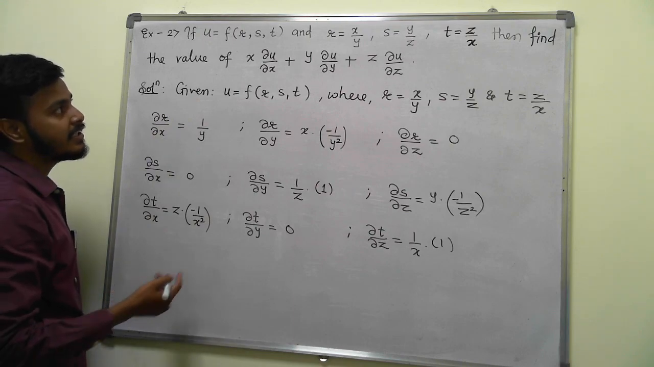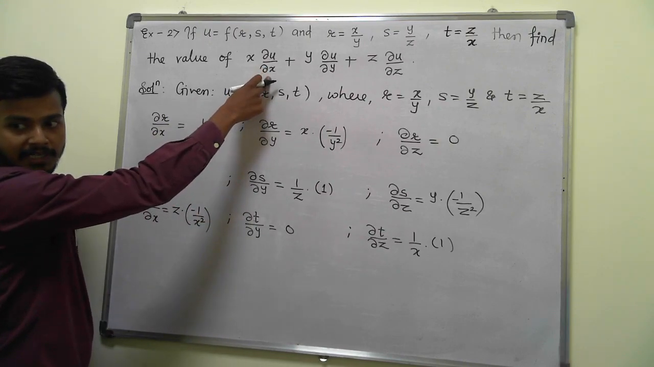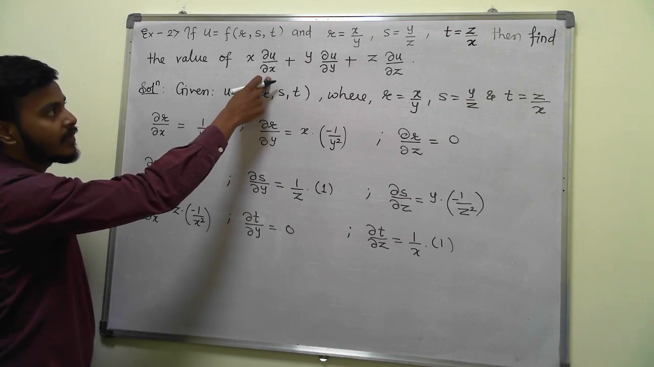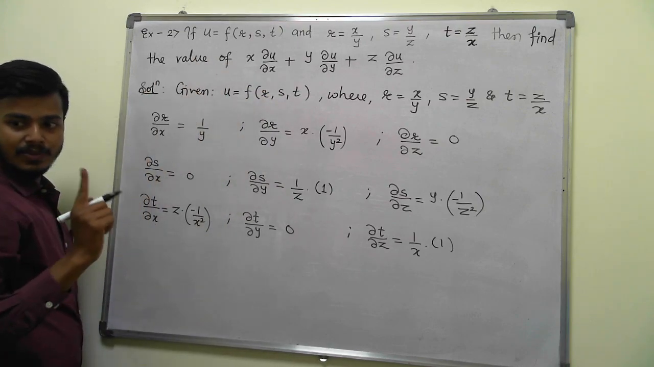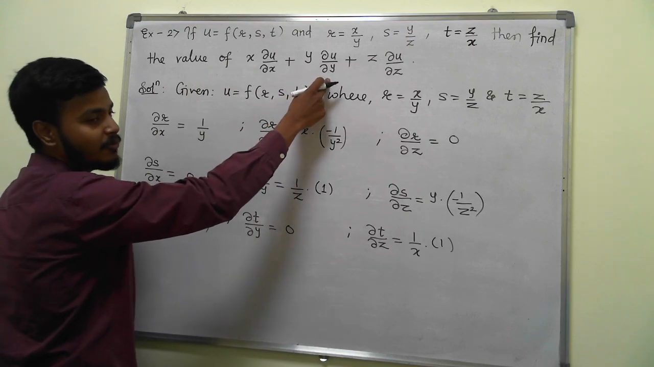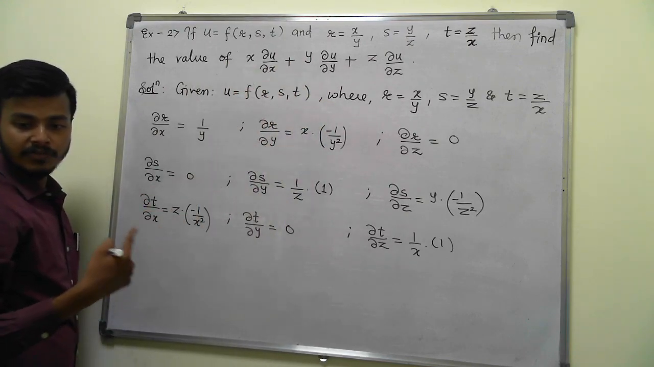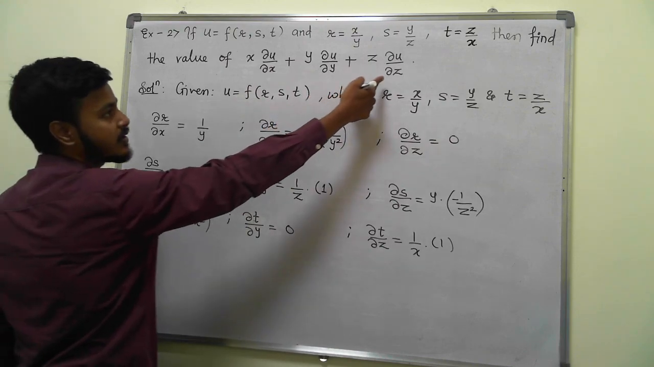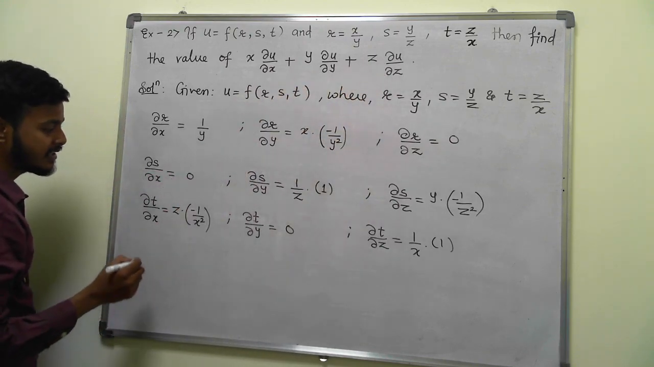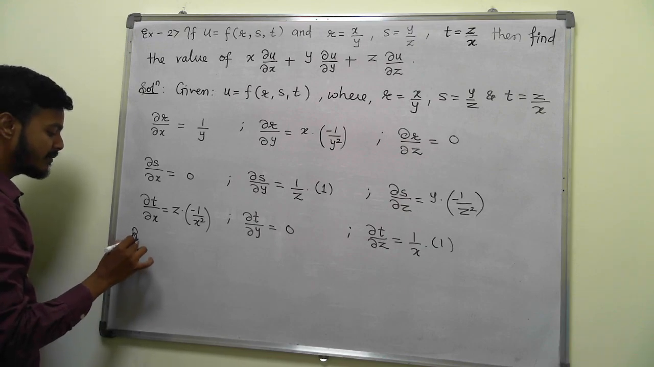What does it say? You just have to find out del u by del x multiplied by x, give it as equation 1. Find out del u by del y using chain rule, multiplied by y, you will get equation 2. For z you will get equation 3, add those 3. So by chain rule, let me write.